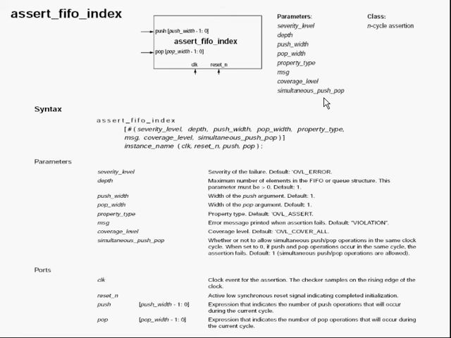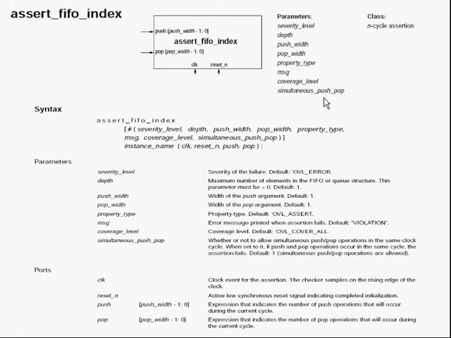Now look at here. The syntax is the same: the module name, then if you want to override the parameters you can, and the instance name followed by the port list. In that port list we have two extra things: push and pop. Now we'll see the parameter descriptions. Severity level, property type, message, coverage level are the usual things.